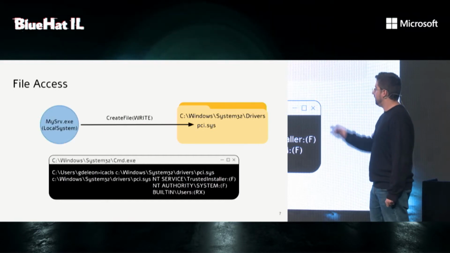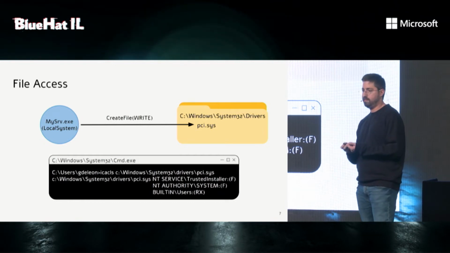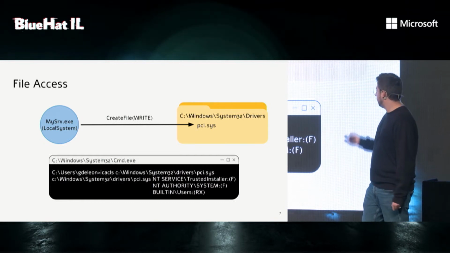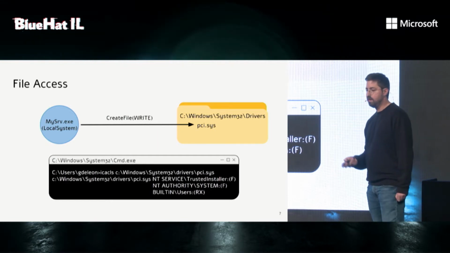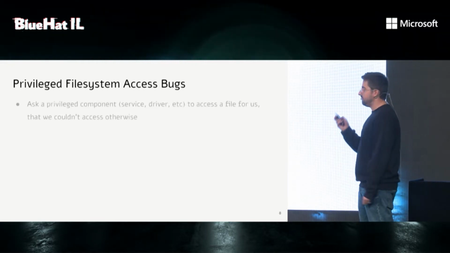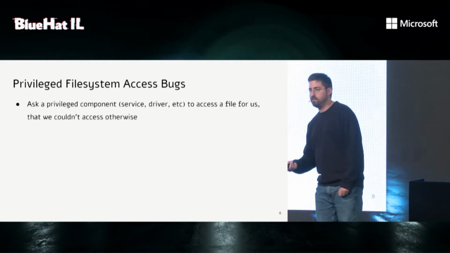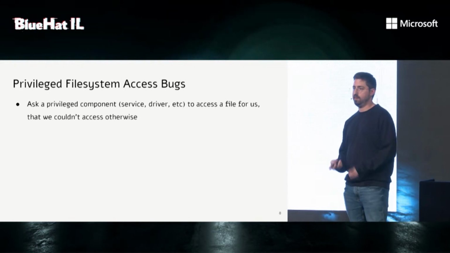And as opposed to that, let's say that we have another process on the system that's called mysrv that runs as local system. And because it's part of the NT AUTHORITY\SYSTEM group, if it tries to open that file, it will succeed. So what are privileged file system access bugs? This is basically asking some privileged components, such as a service or a driver, to access a file for us that we couldn't access otherwise.